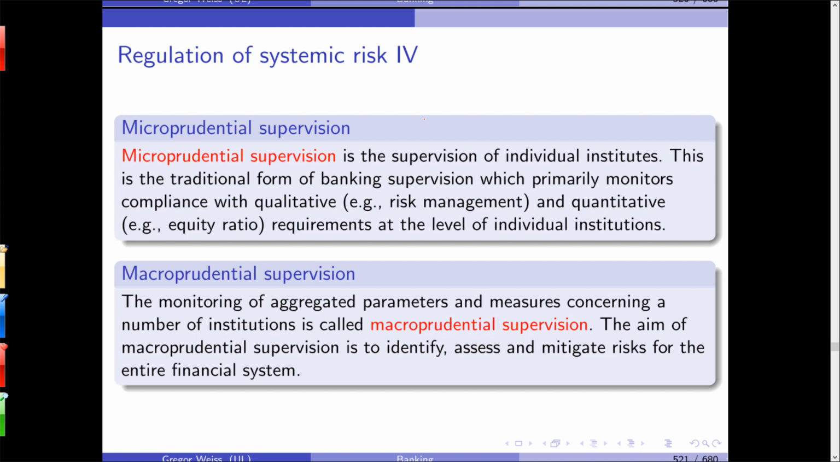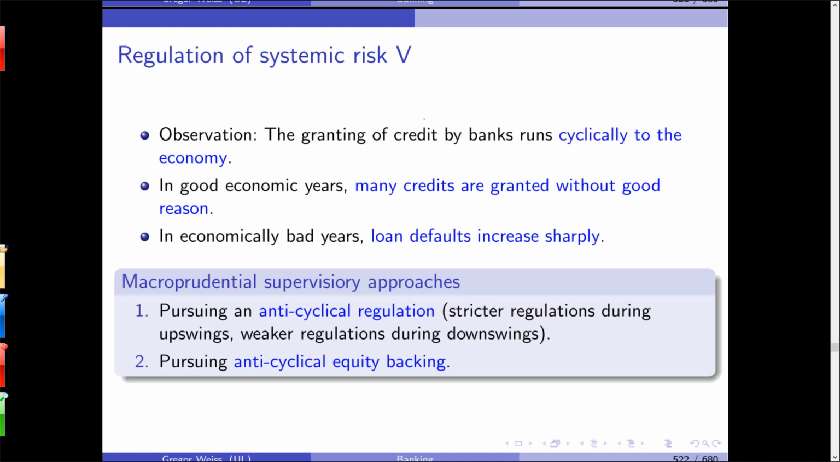Okay. Observation: granting of credit by banks runs cyclically to the economy. Ergo, there is a large discussion that has evolved after the financial crisis. You can see most of it is due to the financial crisis. It was a pretty bad experience for everyone. You can think about anti-cyclical regulation and pro-cyclical regulation. What do you think is better, pro or anti-cyclical? And what does anti- and pro-cyclical regulation mean in this context? Pro-cyclical means what?